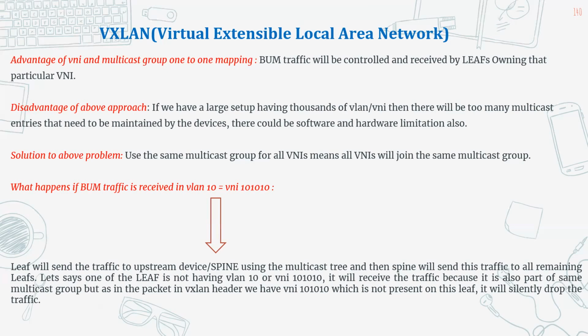Because once the other device receives the BUM traffic, the VXLAN header will contain VNI 1010, and if it does not have VNI 1010 configured, then it is going to silently drop the traffic. This is one of the efficient ways, because if we use one-to-one mapping for the multicast group and the VNI, then there will be a lot of entries that a device has to maintain. This one-to-one mapping can be beneficial if you have a small network, but for a large network, it is recommended to use the same multicast group. So let's see the practical.